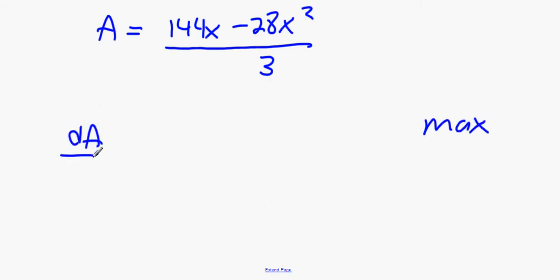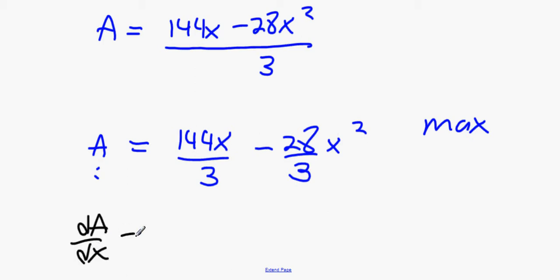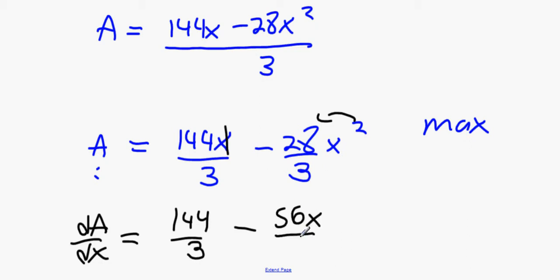So I'm going to find dA/dx. Before I do dA/dx, I'm just going to change around the values here. So I'm going to get 144x all over 3 minus 28 over 3 x squared. Okay, so now I'm going to differentiate. The x drops, so that leaves 144 all over 3. And then bring the 2 to the front, and we're going to get 56x all over 3.